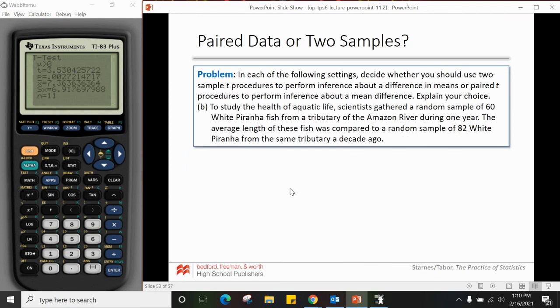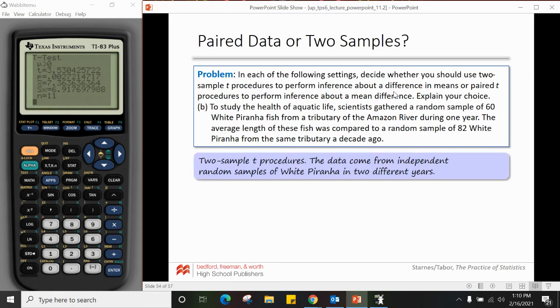Here, to study the health of aquatic life, scientists gathered a random sample of 60 white piranha fish from a tributary of the Amazon River during one year. The average length of these fish was compared to a random sample of 82 white piranhas from the same place a decade ago. So this is a two sample. You're looking at two separate populations, one from one year, one from another. And so that's how you can see, hey, we can't pair these up because they're two separate populations.